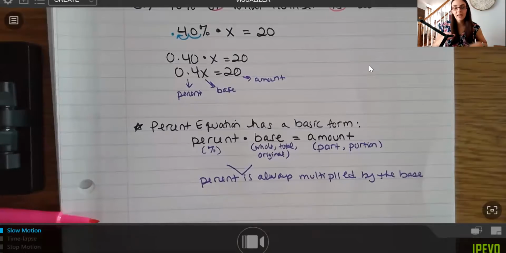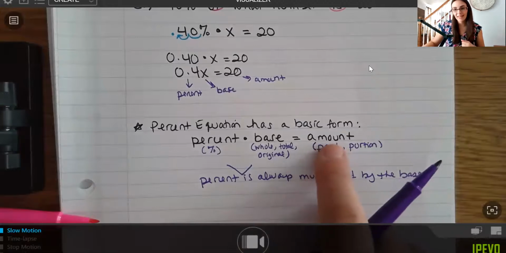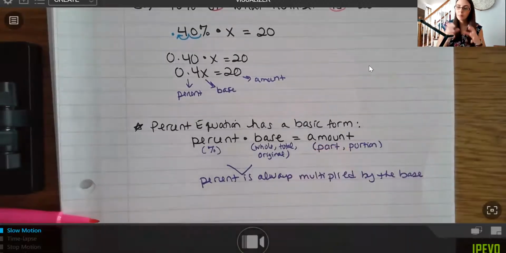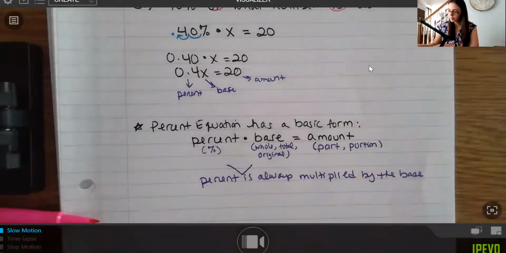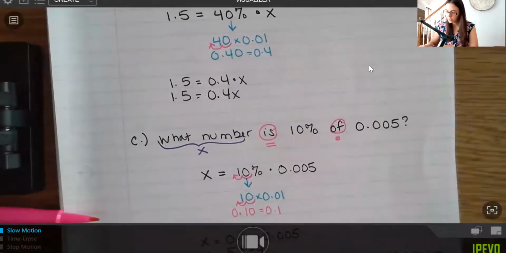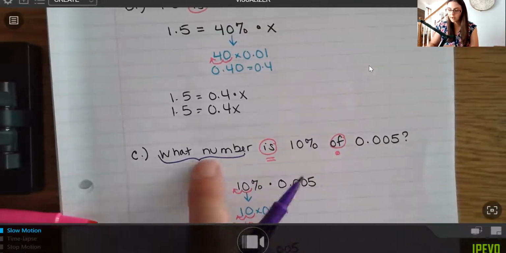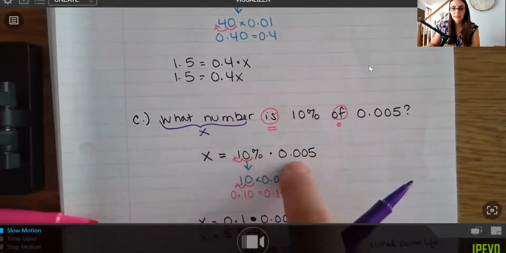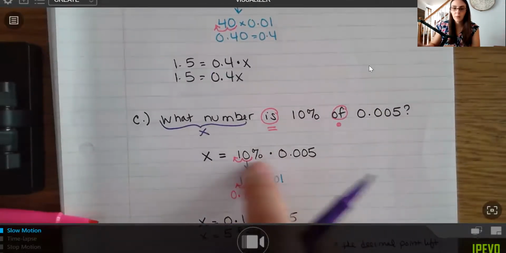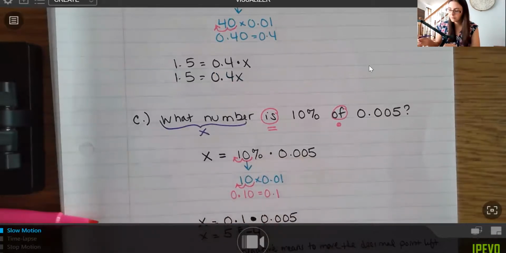So when you're trying to set up more application problems, you really want to think about that base value being that whole, that total, that original. And then the amount, or the answer part, is the part or the portion you're trying to find. The other examples here may not be in that exact ordering, but that's okay. Here, your amount was on the left, and then you have your percent and your base. So again, the percent and the base are the ones that are always multiplied together.